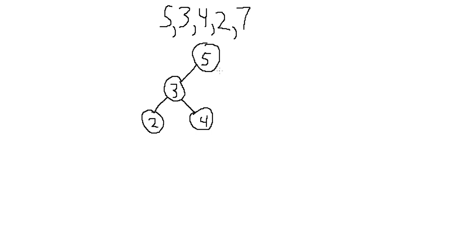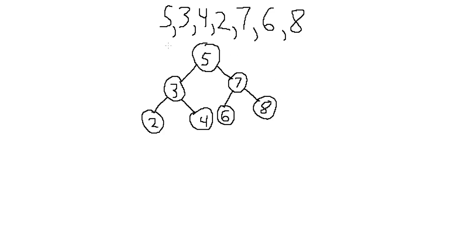Next, we could insert a 7. 7 is greater than 5, so it gets inserted to the right of 5. Next, we could insert a 6. 6 is greater than 5, but less than 7, so we insert it right here. And lastly, let's insert an 8. 8 is greater than 5 and greater than 7, so it gets inserted to the right of both of those.